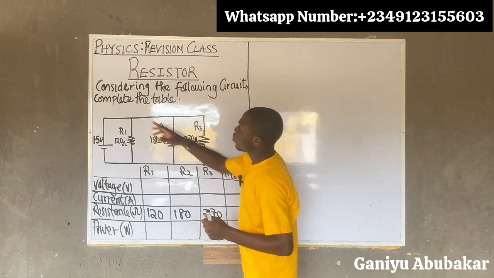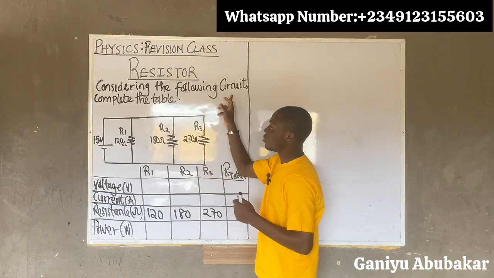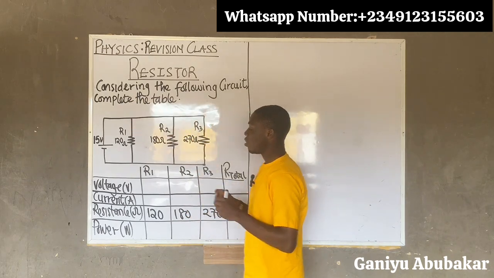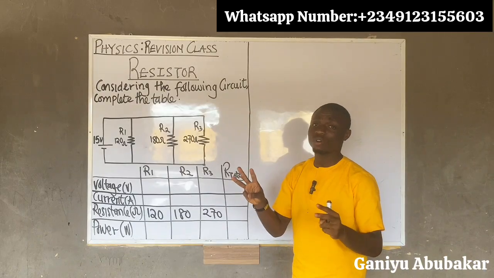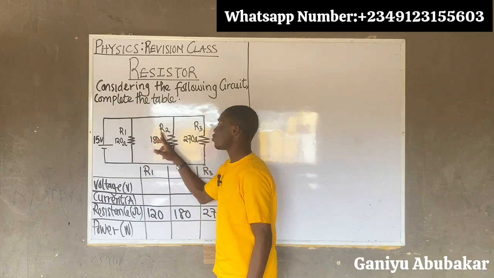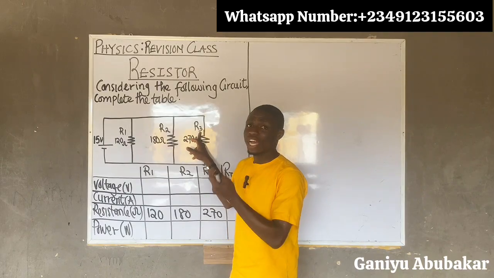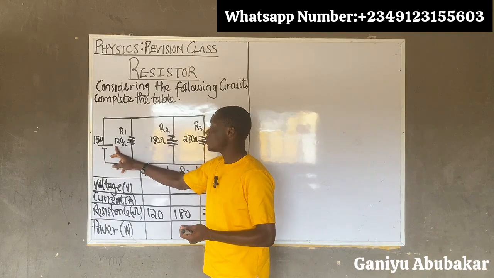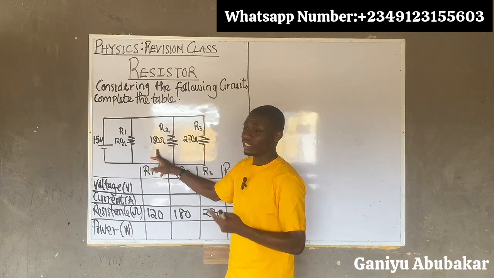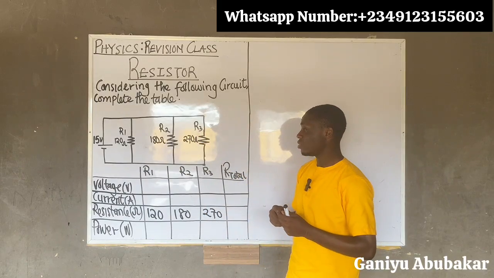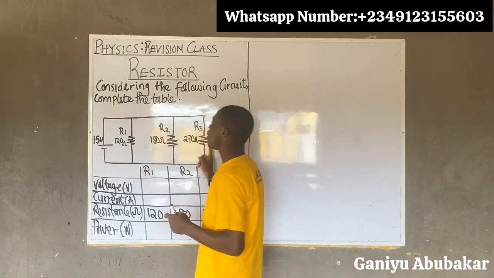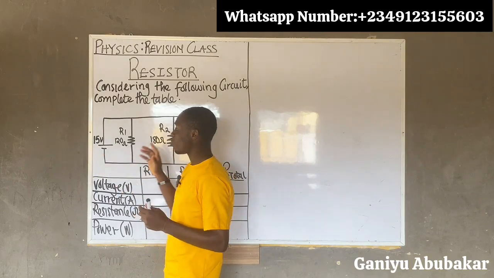It says, considering the following circuits, complete the table. I have this circuit here, with three resistors, R1, R2, R3, where R1 is 120 ohms, R2 is 180 ohms, and R3 is 270 ohms. That's case 1. Case 2 is that this circuit has a voltage of 15 volts.